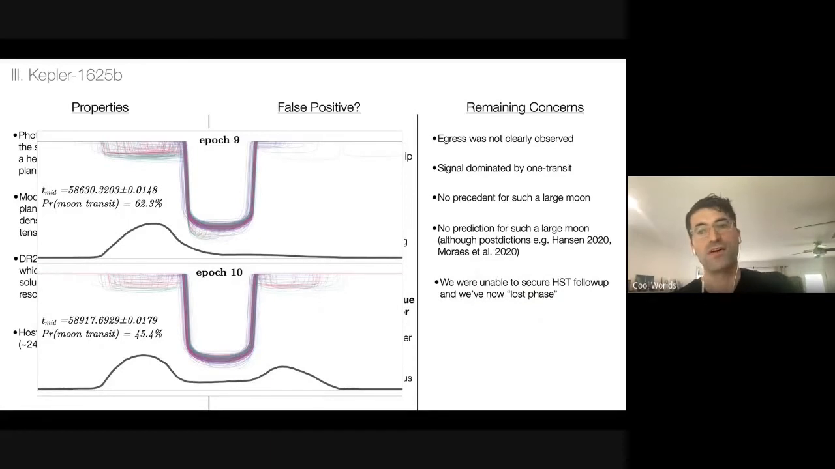Unfortunately, we were not able to secure follow-up time. We did ask, and this was our prediction. So for the next epoch, epoch 9, we were predicting this. This is the forward prediction of our models. We predicted there was a 62% chance the moon would transit in that epoch. And if it did, you can see the vast majority of our models predict it should have happened early.